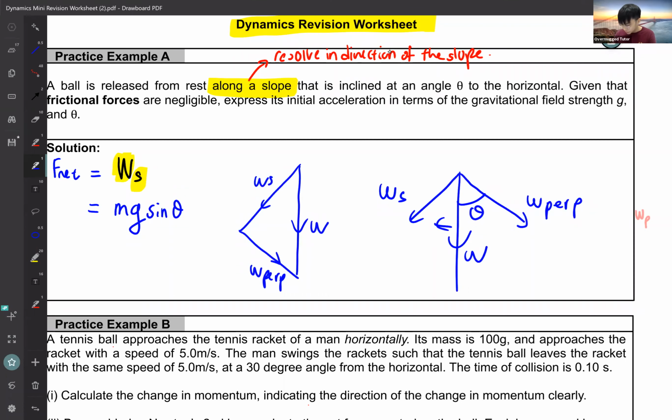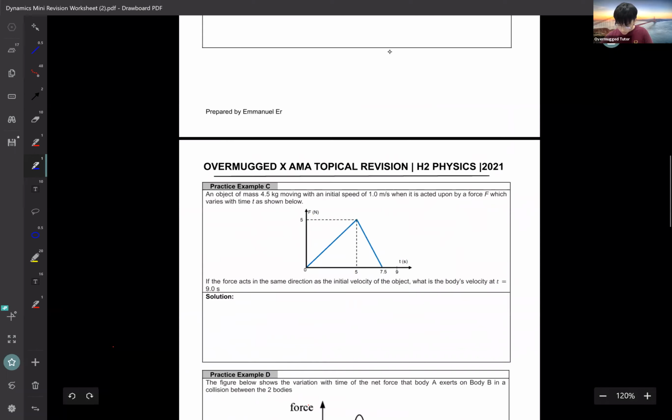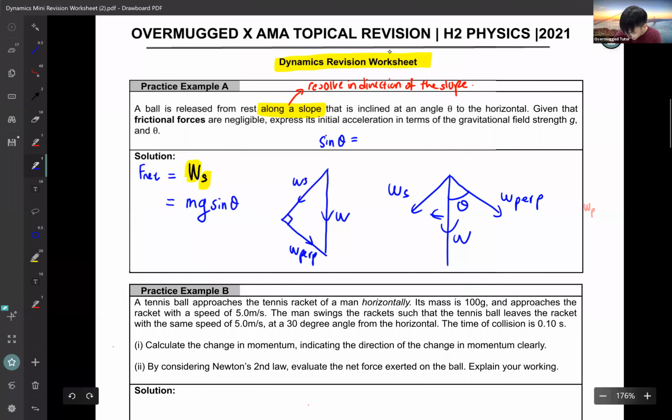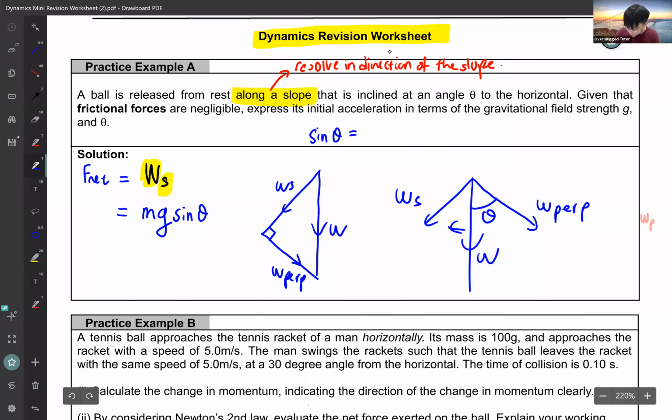And yeah, so quite standard. Then from there you can just use sine of theta. Sine of theta, you can identify the correct angle. So this will be 90 minus theta, and this will be theta. If you want to find sine of theta, it should be the opposite over the hypotenuse, which is WS over W. So from there, WS is W sine of theta. And so quite basic, quite standard. That's exactly how I got mg sine theta here.